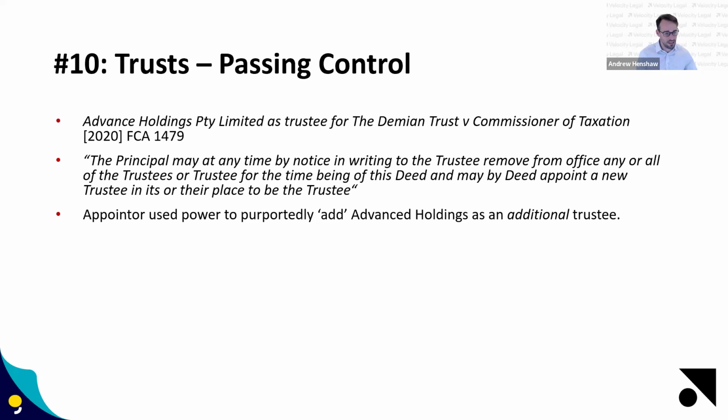What happened there is that they tried to appoint a new trustee of the trust, but what they did is they tried to add an additional trustee. Essentially, the power in the trust only let you remove a trustee and then replace a trustee. It didn't actually allow you to add a new trustee. So they purportedly added a new trustee. It was invalid because the power only allowed the removal and the appointment, not an adding of a new trustee.